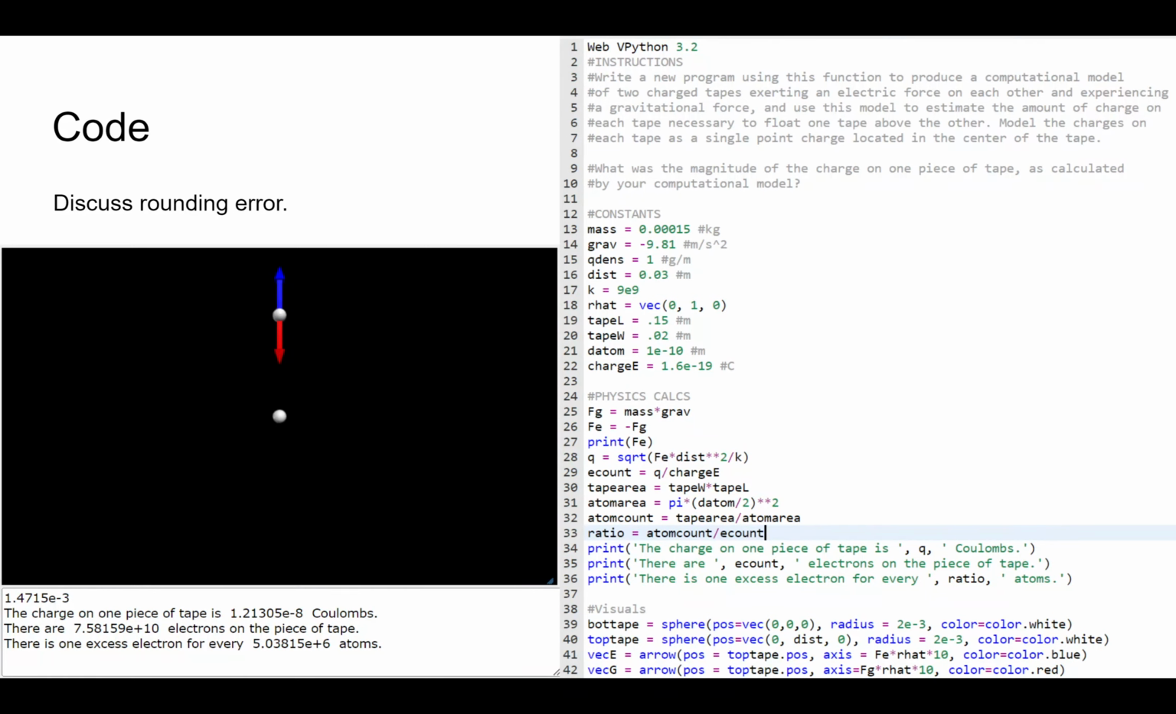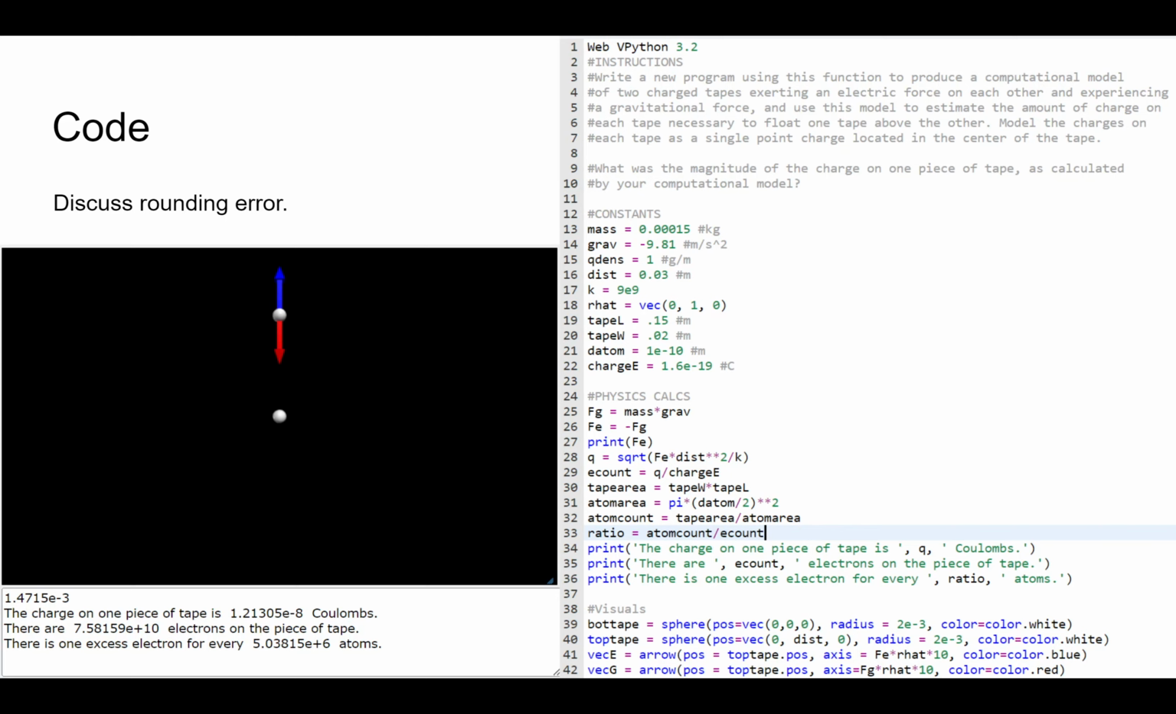So here's the code. In the original model, we said that a piece of tape we're just going to model as a point charge, and then we can calculate some distances and make some conclusions there. I did the same thing here, where you have your constants, as shown in our regular calculation, and the physics calcs are all the same. What's different about this one is you have visuals to represent it: the two charges, which are the pieces of tape, shown by the white spheres, and the force of gravity shown by the red arrow and the electric force shown by the blue arrow, all acting on the top piece of tape.